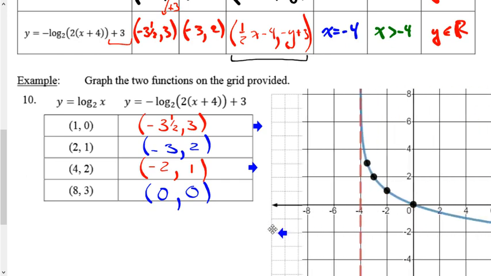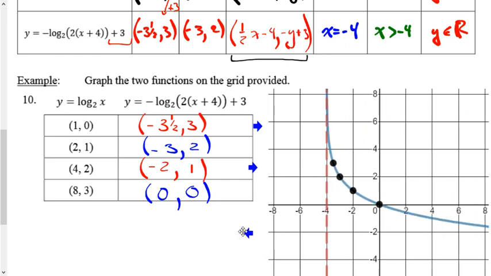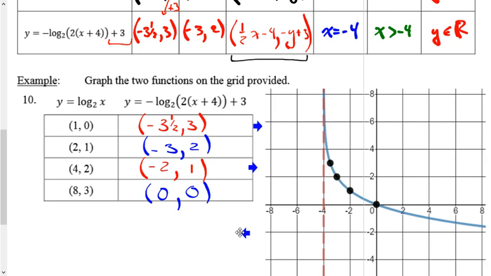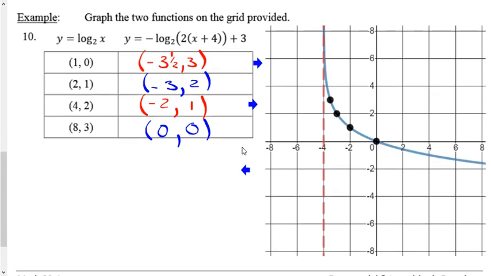Here, I've only sketched the graph of the transformed function. The original function will have gone through, I'll just plot some of those points. So we have the 4 points from the original function. I'll plot them, but I won't sketch the curve because it'll just be ugly if I try.